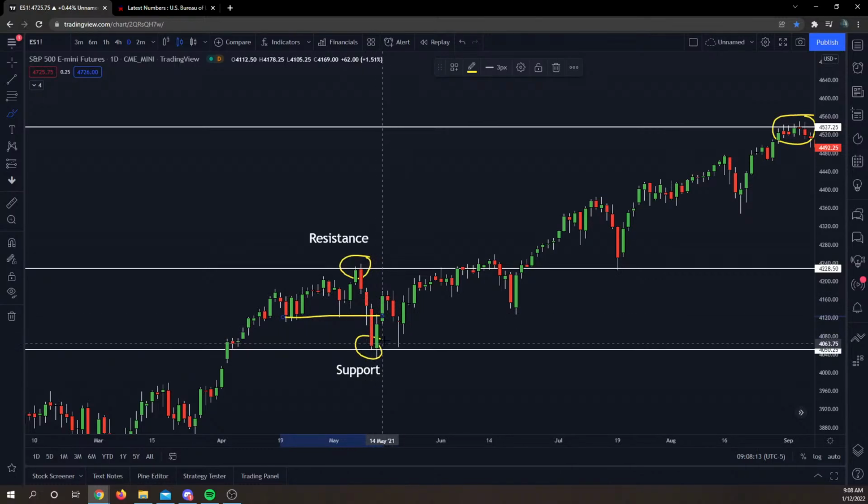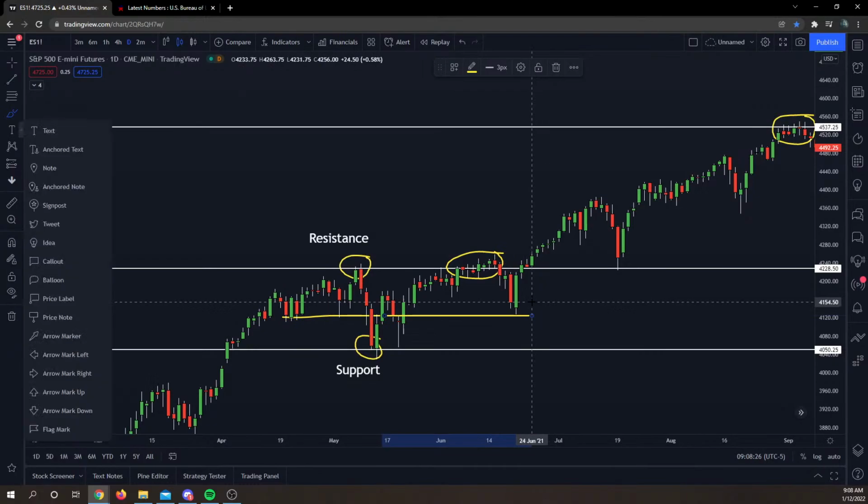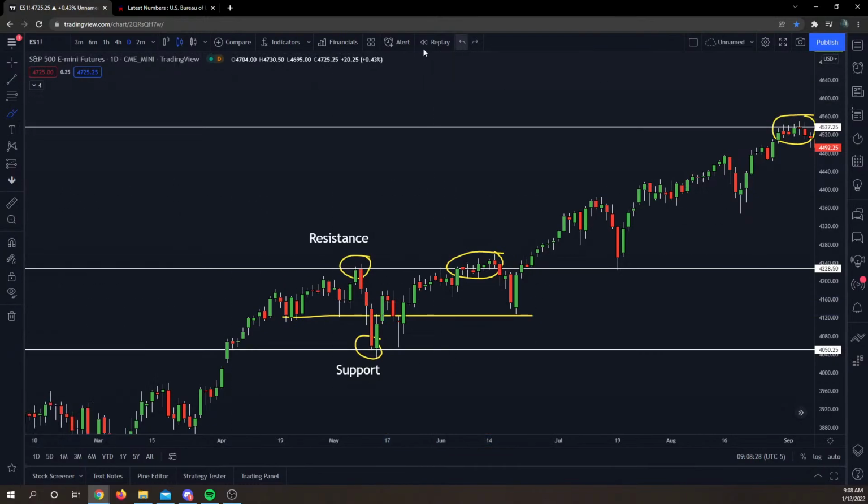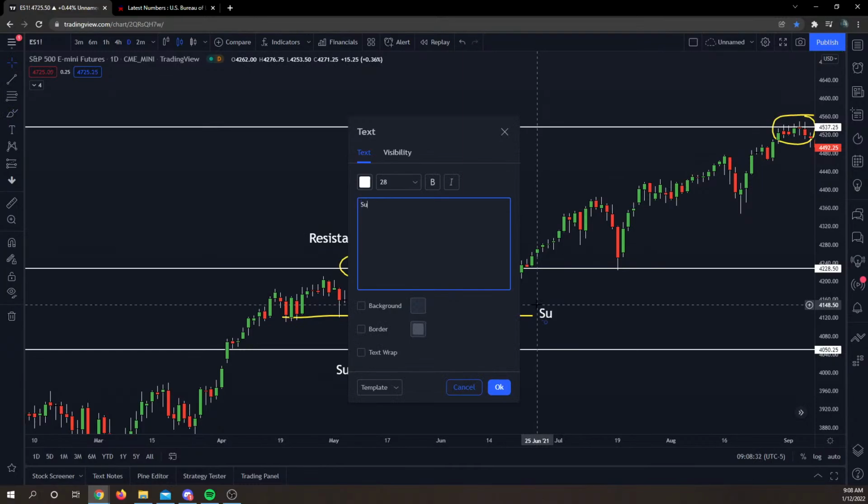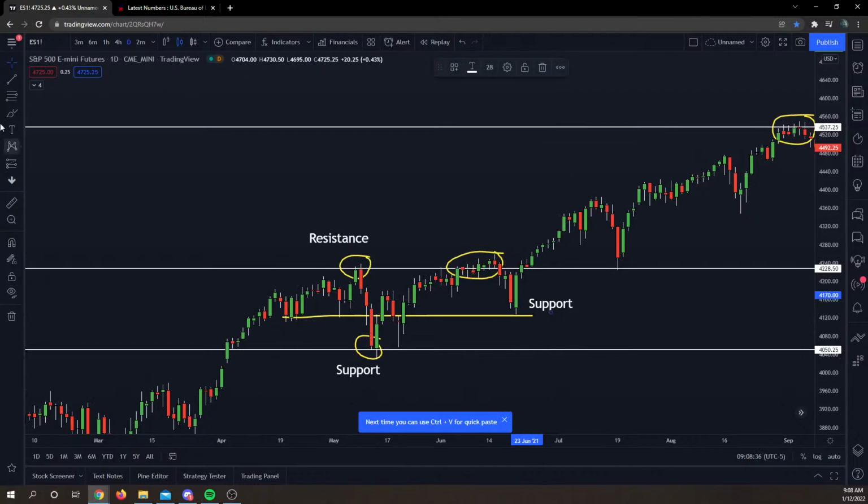Once we based, found support, made a nice green candle, and came back up, we resisted again in this area right here. We ended up retracing again to this level. This was another support level, so we'll mark this really quickly. And then we start to pick up. So what is this area right here?